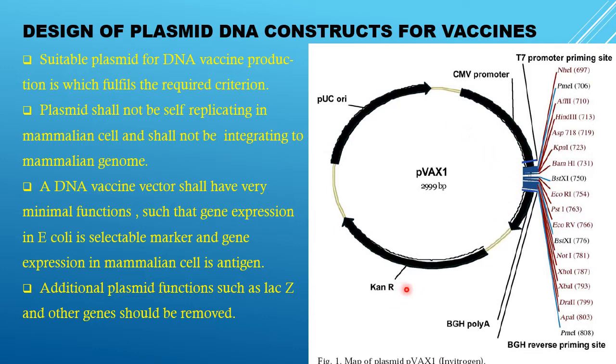The kanamycin resistance, what is it for? This is for the expression or selectable marker in E. coli. How will we know that this particular vector is being copied in host cells like E. coli? That is why we add the kanamycin, the antibacterial element.